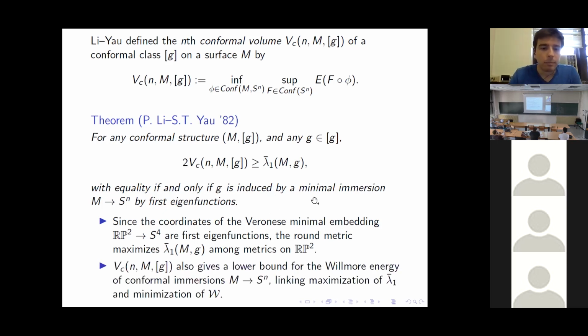And though it's not as relevant to the story we're talking about today, this conformal volume also gives a lower bound for the Willmore energy of all conformal immersions into Sn. Okay, so in particular, it links maximization of this lambda-1 bar quantity with minimization of W. We're not going to be talking much about Willmore energy today, but this is a very important feature of the conformal volumes. Okay.